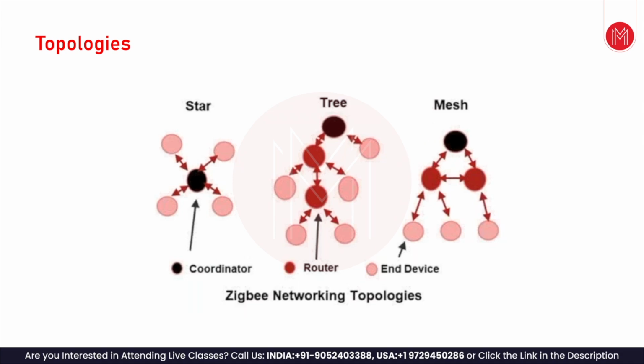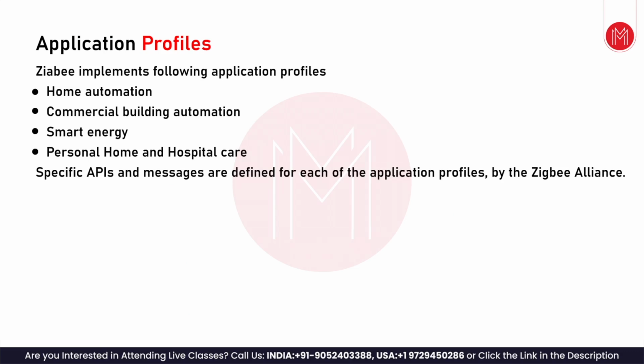And there are many application profiles that Zigbee implements, like home automation, commercial building automation, smart energy, personal home and hospital care. For all these, APIs are standardized. The application profiles include a set of APIs that nodes can call. The specific APIs and messages are defined for each application profile by the Zigbee Alliance, the standards body that creates the standards. So that's how the Zigbee nodes communicate.